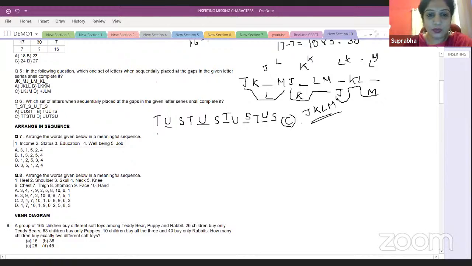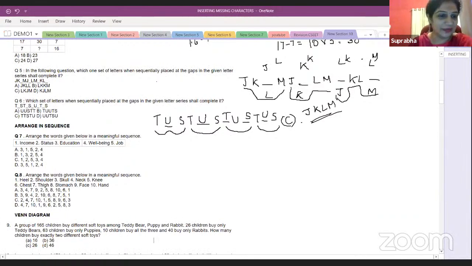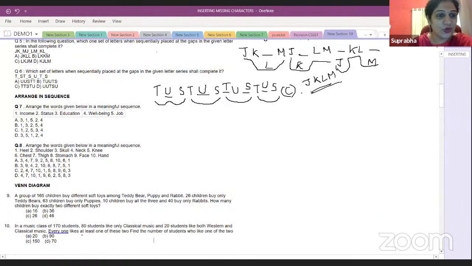So the pattern which I'm getting is TUS. Again, TUS and TUS. Yes, there's a continuous alphabet, hence that is the pattern. Now this is done. We are moving on to arranging in sequence. Easy one. So that's why I've given you only 2 questions just to refresh your memory. Okay. Go to question number 7.